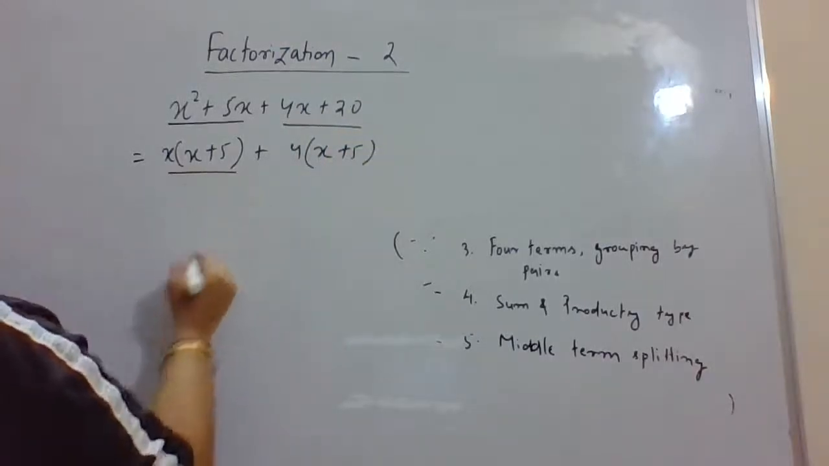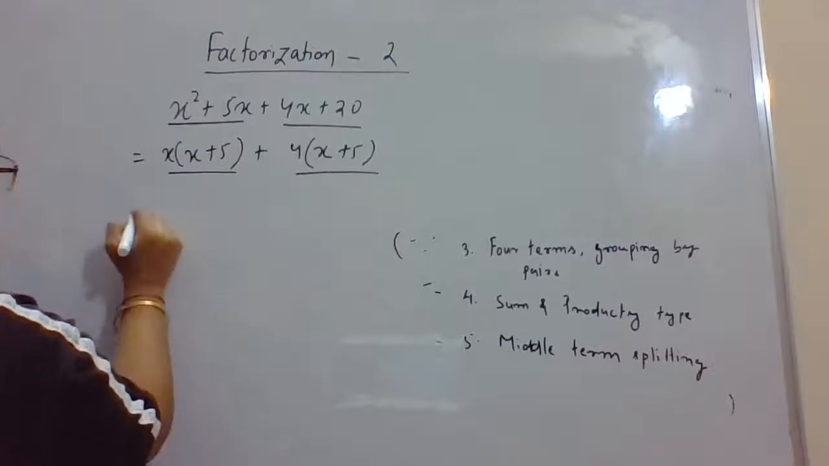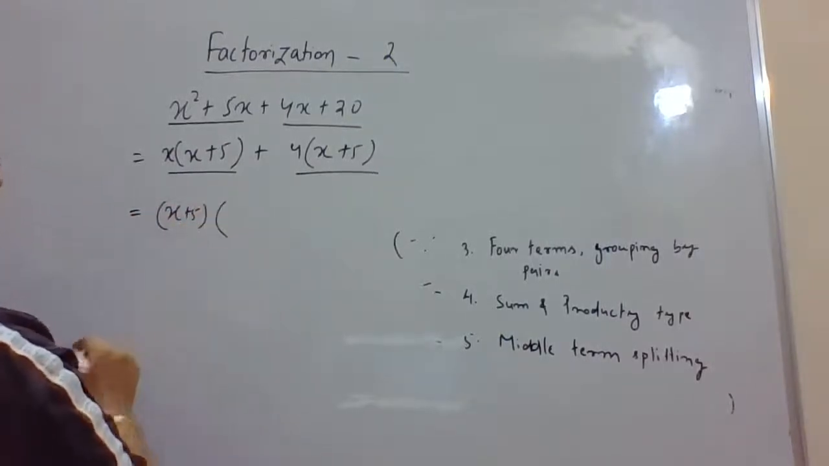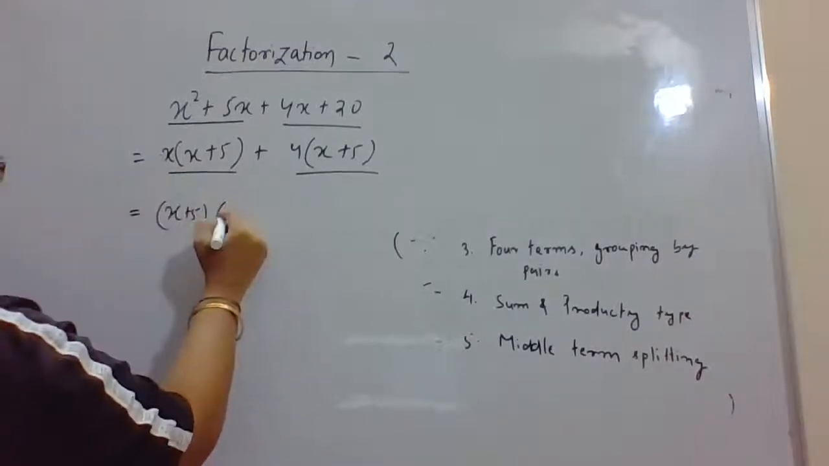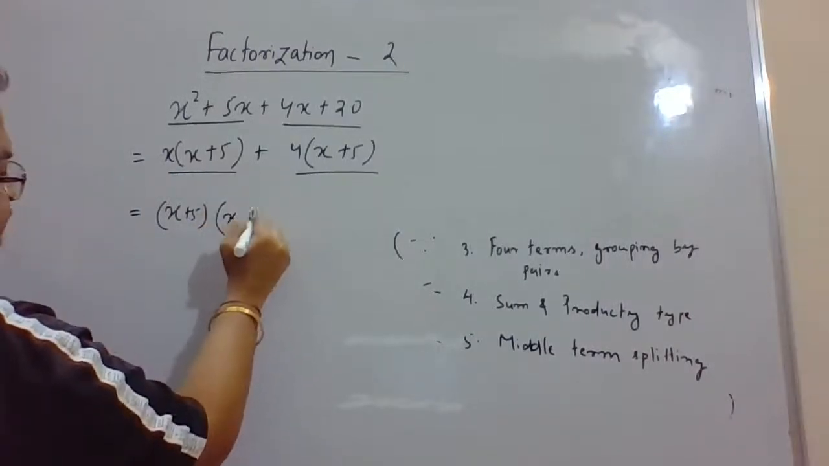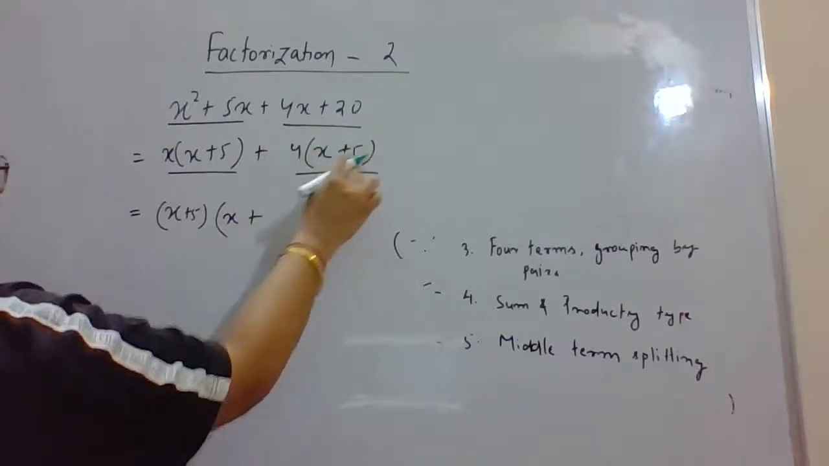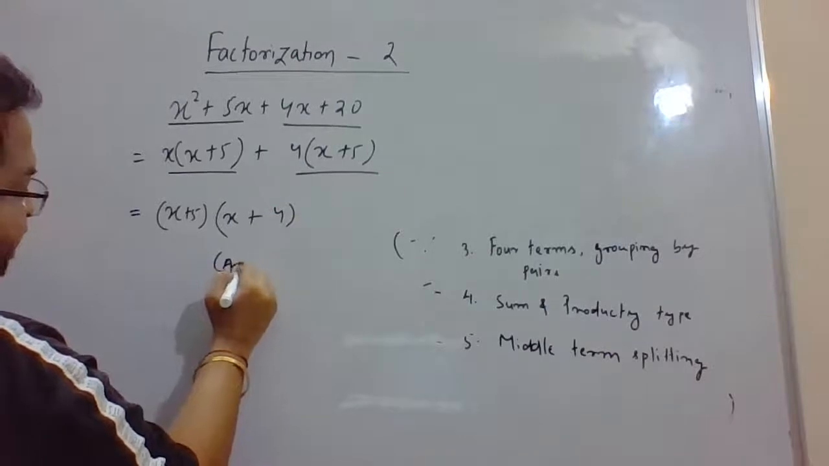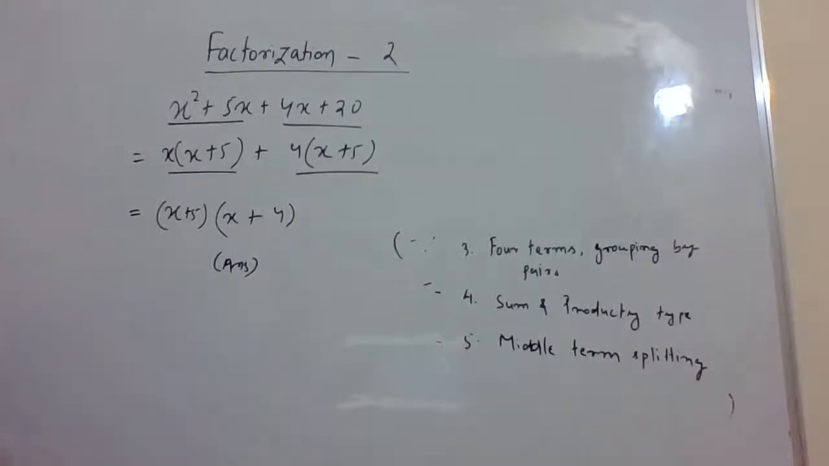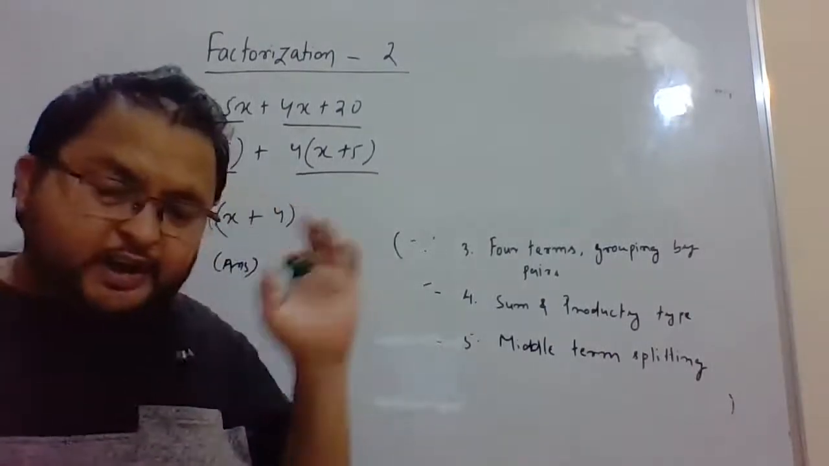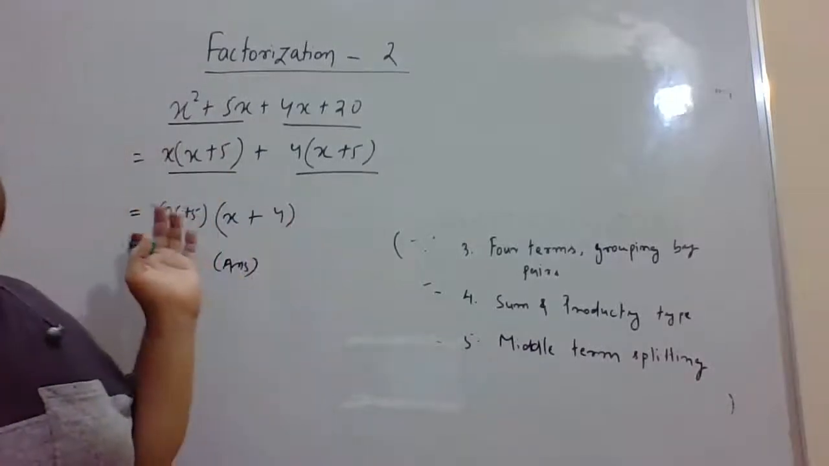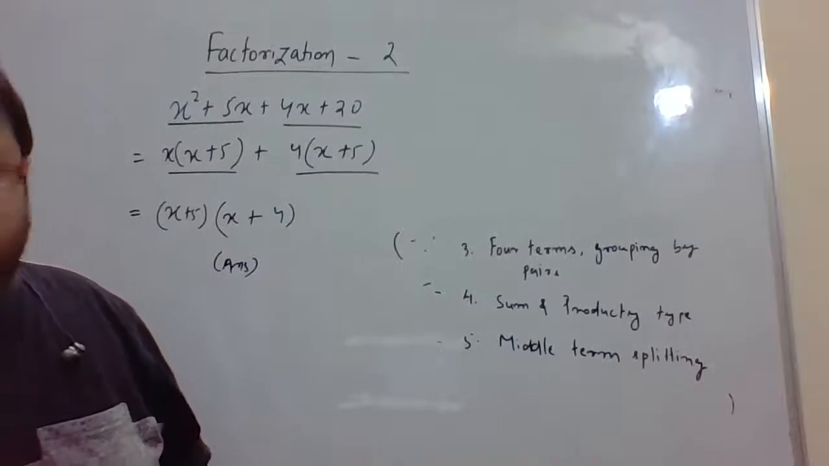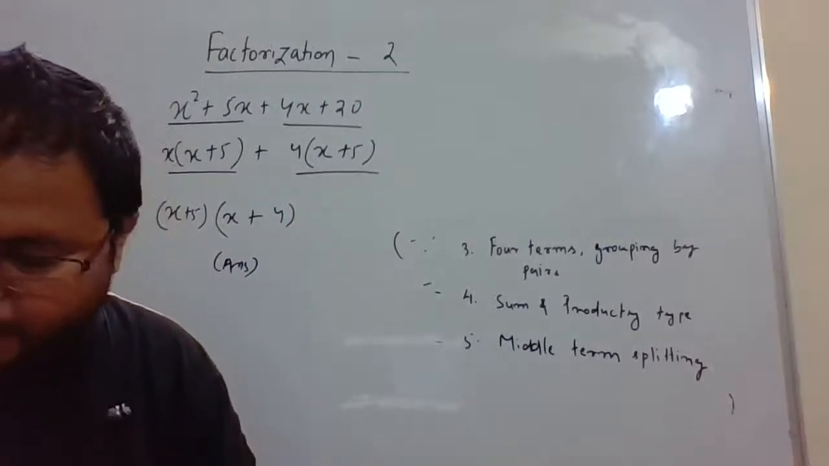So x into x plus 5, plus 4 into x plus 5. That is nothing but x plus 5 goes out as a common factor, and the remainder is x, we retain the positive sign, and 4 into x plus 5 by x plus 5 is 4. So the answer would be x plus 5 into x plus 4. So don't think that every time you have to shuffle. Sometimes it will be pretty neat in front of you, and sometimes you may need to shuffle them based on the problem given.